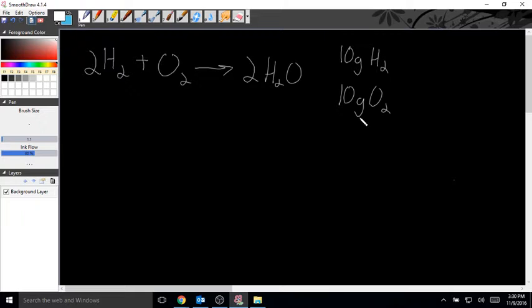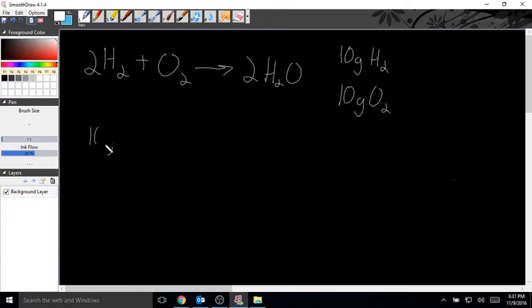So to figure out, if I have 10 grams of H2 and 10 grams of O2, which one's my limiting reagent? I'm essentially just going to do a stoichiometry problem twice. I'm going to aim them both for one of my products. In this case, I only have one product, and that's H2O. So to start off with, let's get it set up.